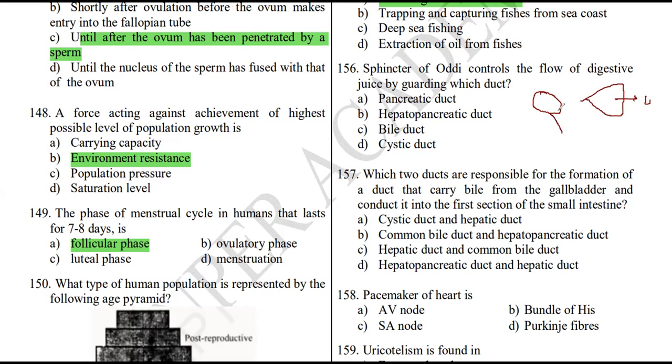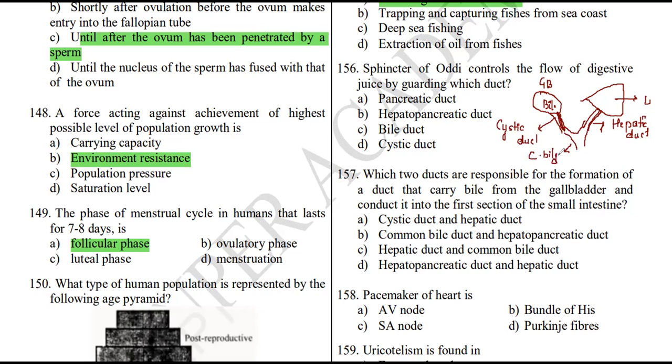So what exactly happens? Here there's a duct which brings the bile. The gallbladder stores the bile and it is carried out. The liver also brings the bile. This is the hepatic duct because it's from the liver. The duct coming from the gallbladder is called the cystic duct. These two ducts come and join together, and this is called the common bile duct.